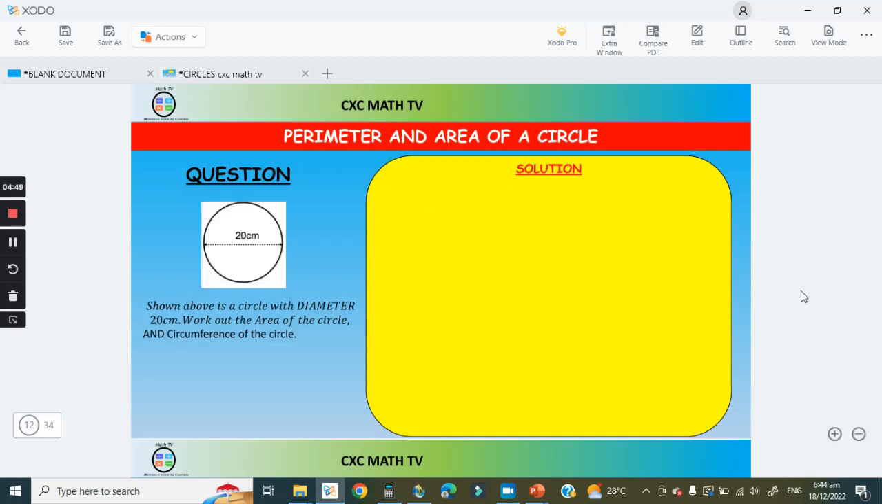Next one. It says shown below is the circle with diameter 20. Work out the area and also the circumference. Alright, so this time they want you to also find the perimeter as well. So pause the video and do this one.